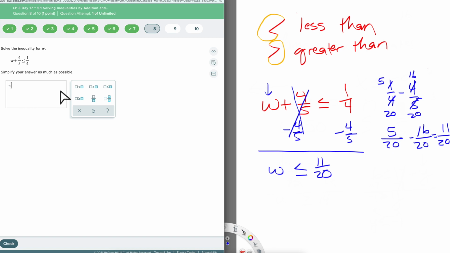Just some students really don't like to deal with those fractions within the problem. So they like to try to eliminate them, but it's really not eliminating any steps. It's just a different order of steps. So, all right, let's go ahead and check that guy.